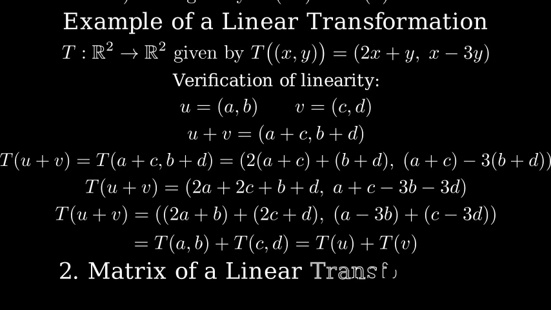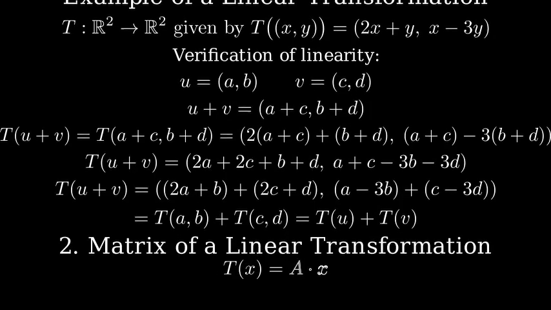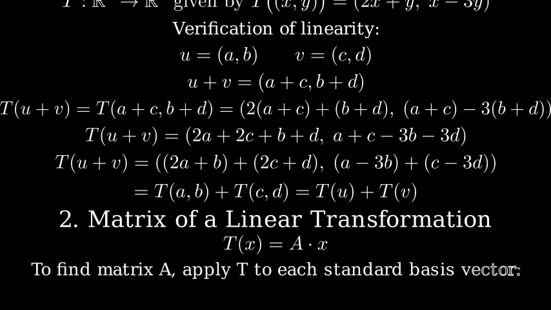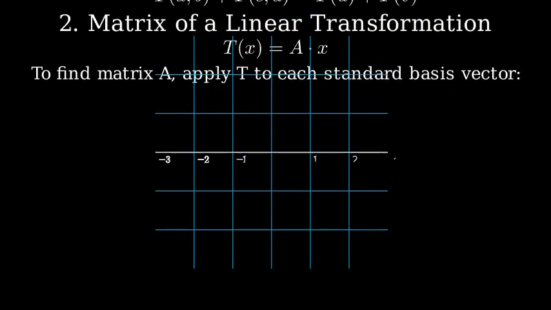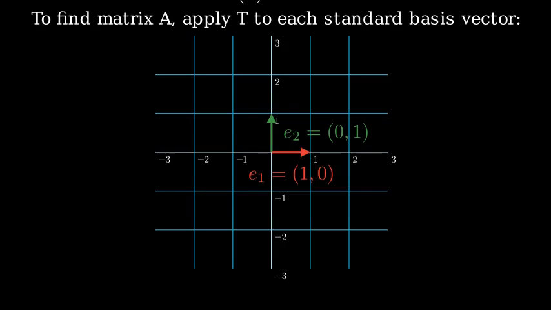Now, let's learn how to represent a linear transformation using a matrix. Any linear transformation T from Rn to Rm can be represented by multiplication with a unique m by n matrix A. So, T of x equals A times x. To find this matrix A, we apply T to each standard basis vector, and the results become the columns of A. In R2, the standard basis vectors are e1 equals (1, 0), and e2 equals (0, 1).